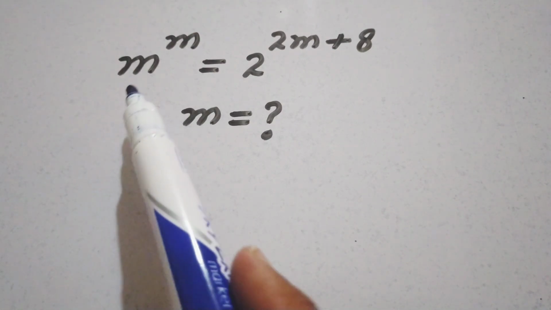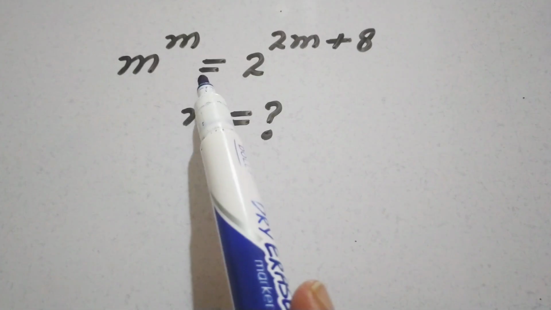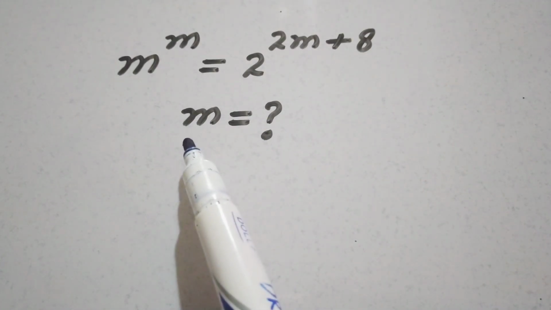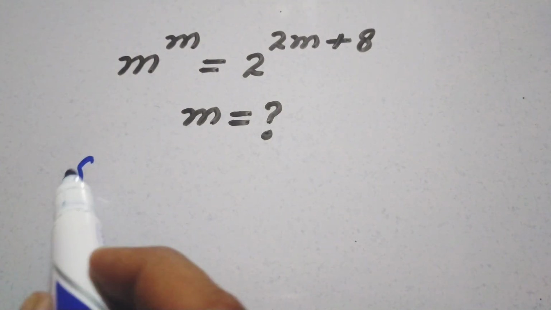Hello everyone, how to solve this very nice exponential equation: m to the power m is equal to 2 to the power 2m plus 8. Here we are interested in finding m. Let's come to the solution.